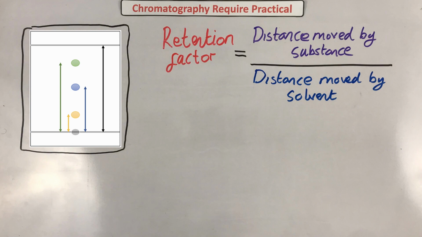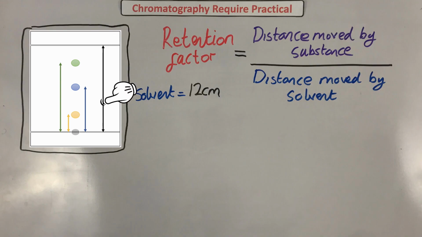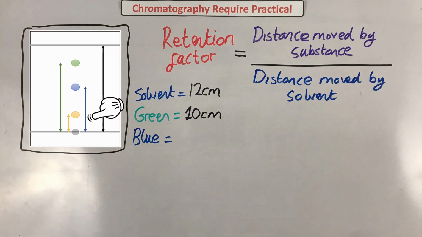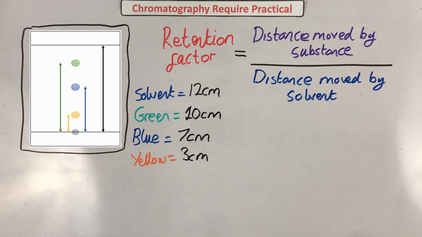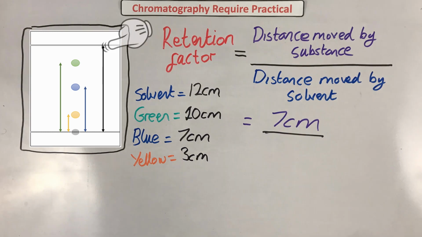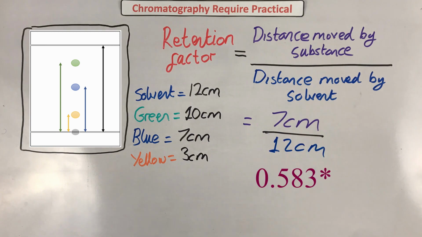I'll do one for you and you can do the rest yourselves. The solvent front is 12 centimeters and the blue dye moved 7 centimeters. Subbing these numbers into the equation, I get 7 over 12, which gives me 0.583 recurring. We want our answers in 2 significant figures, so that means that our full answer will be 0.58. Pause the video and see if you can work out the rest of them.